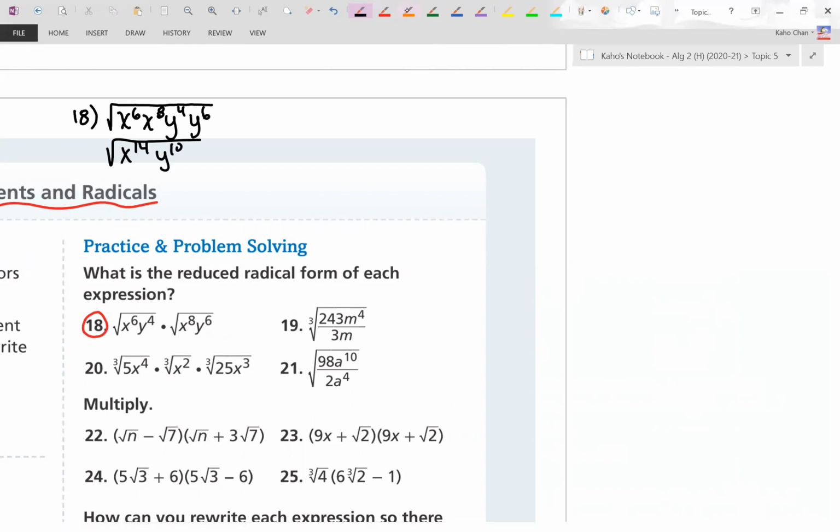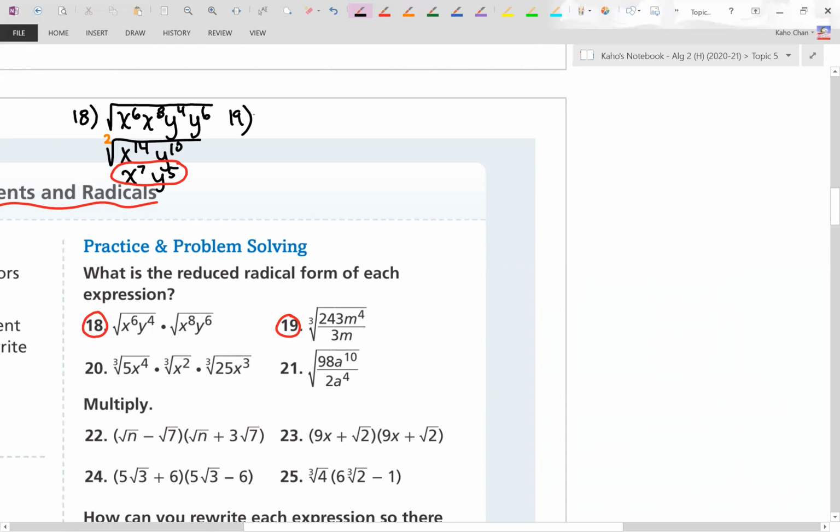Yay! Remember, the index is a square root. When it comes to powers, what you do is break it into equal parts. 14 is divisible by 2, so is 10. And nothing's left underneath the radical. So that means this is X to the 7th and Y to the 5th. And that is your simplified radical right there for number 18. Very nice. Number 19, let's do that one up here.